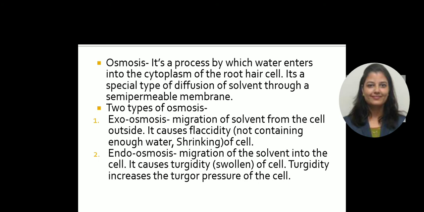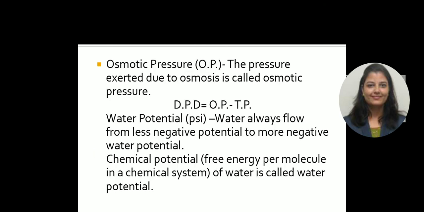So exosmosis, when solvent is coming out of the cell, that is how the cell will shrink. In endosmosis, the migration of the solvent is into the cell, and it will cause turgidity of the cell. Turgidity means the cell will get swollen. So in exosmosis the solvent will come out of the cell, and in endosmosis the solvent will enter or migrate into the cell. So turgidity increases the turgor pressure of the cell.